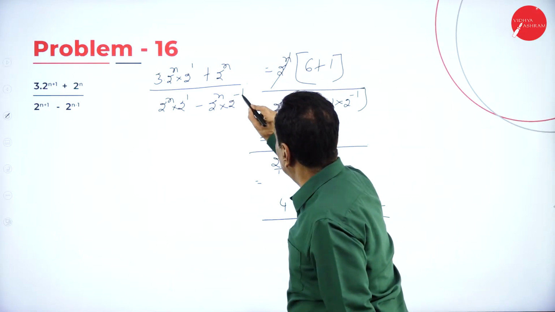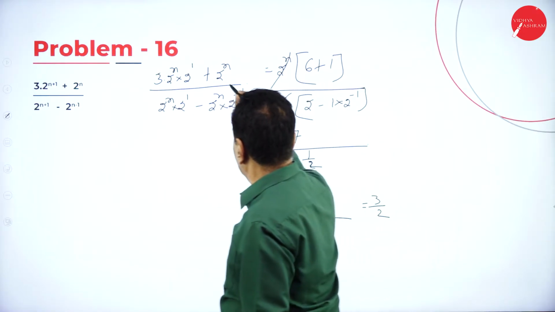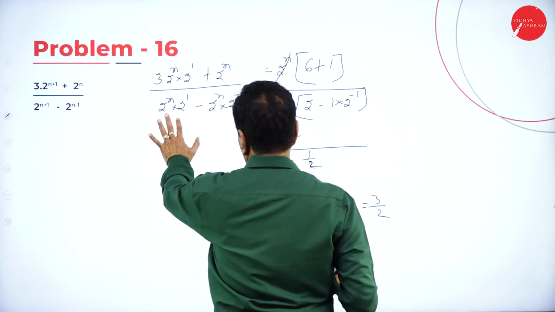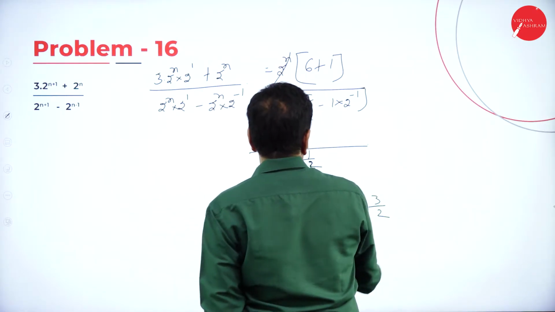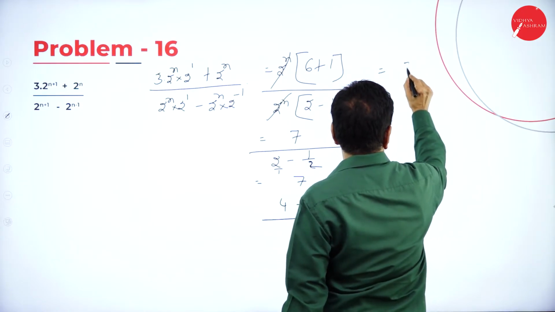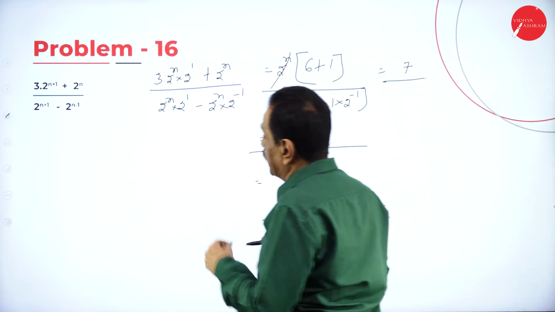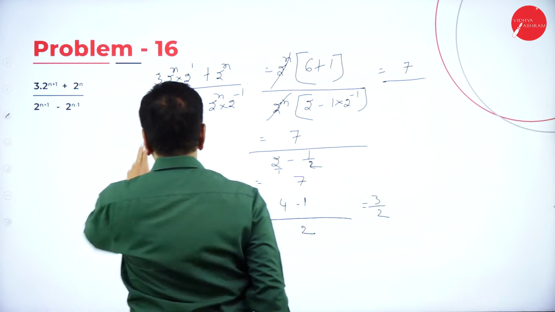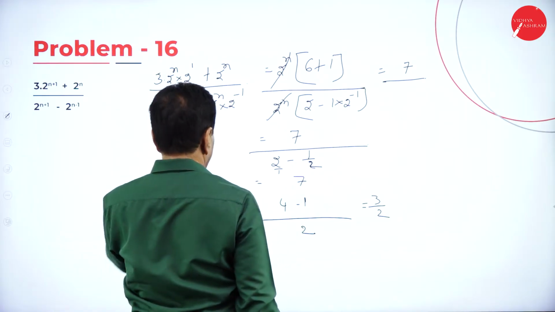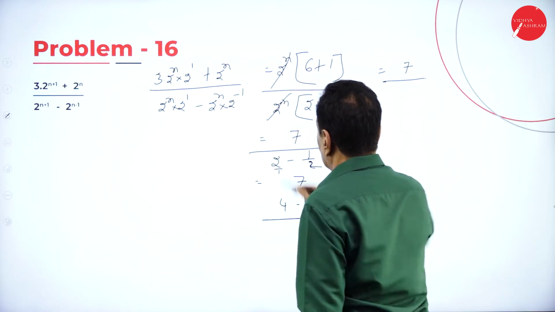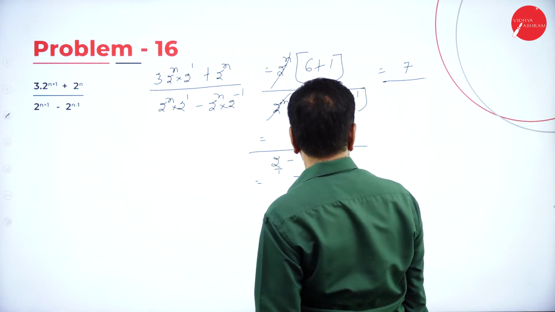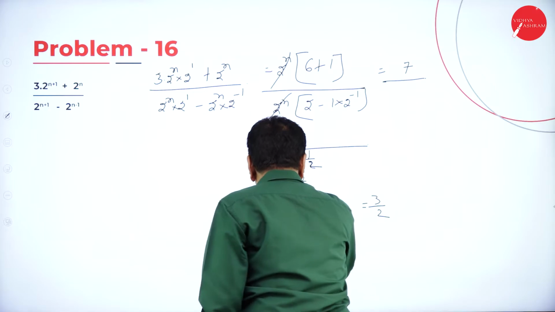This is 2 to the power of n, 2 to the power of n gone. You must be careful. What is left over? 2. 2 to the power of minus 1 means here 1 by 2. This is 7. You must be very careful. Here 2 to the power of n, 2 left over. This is cancelled out, 2 left over. This is 1 into 2 to the power of n. This is 1 by 2.